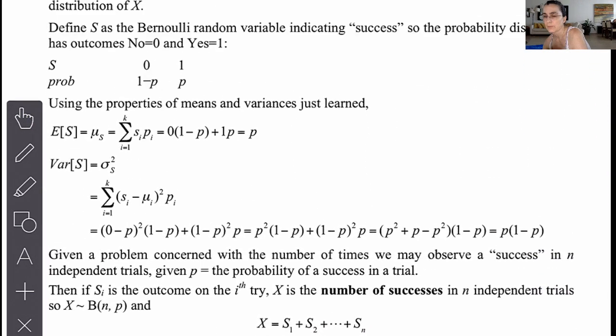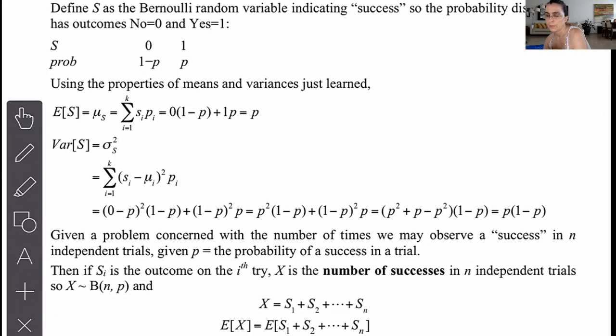Okay, so we call it a Bernoulli trial. The Bernoulli random variable indicates success or failure.